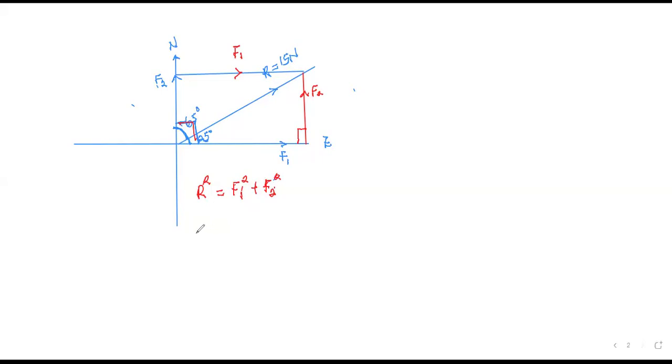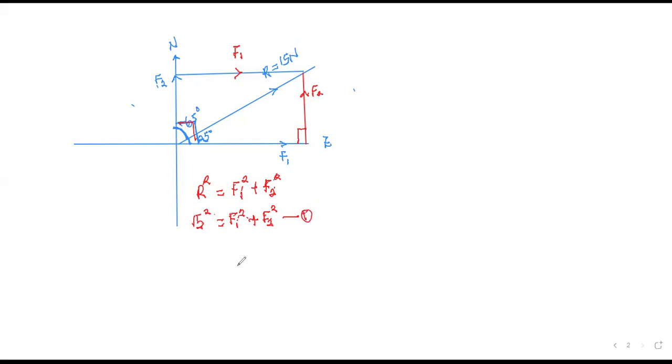We have the resultant, which is 15. So 15 squared is equal to F1 squared plus F2 squared. And this is equation 1.